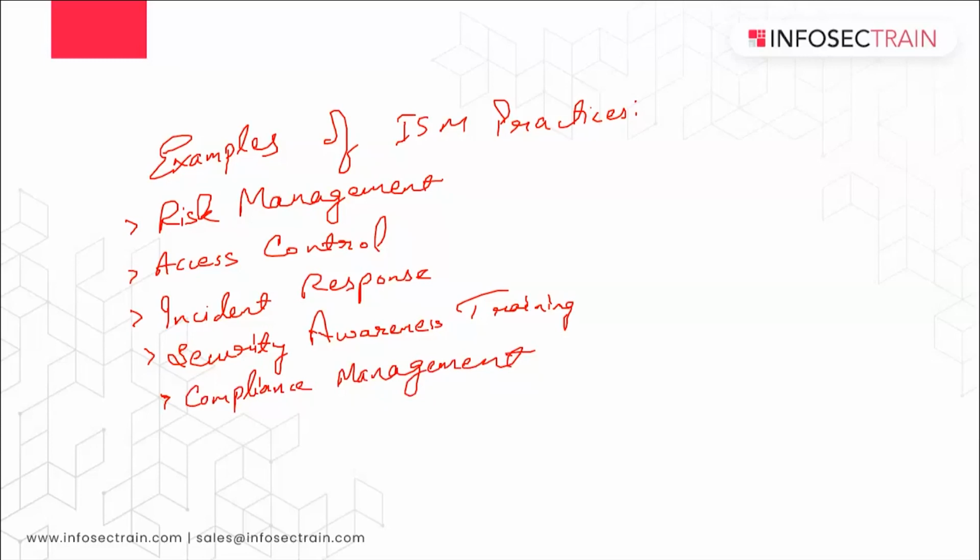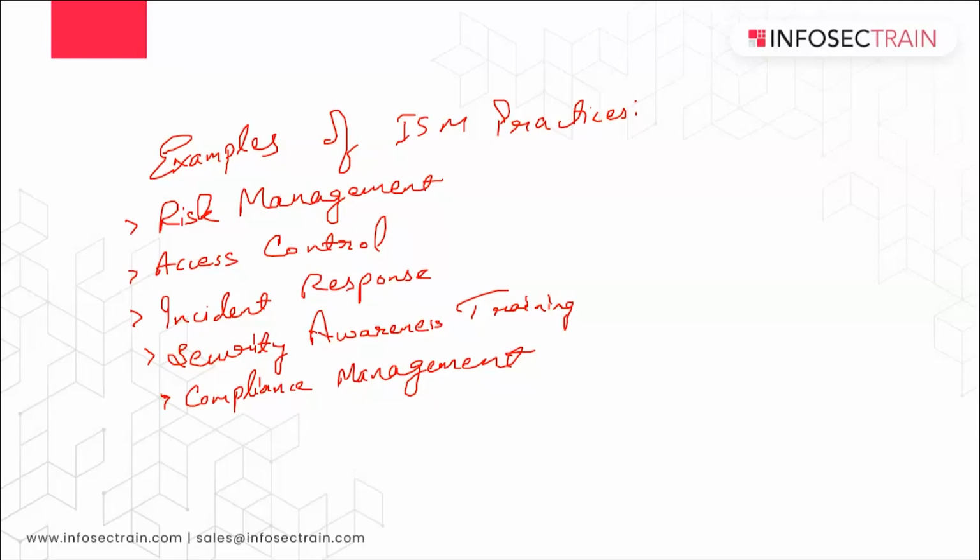So risk management, just giving a quick idea. Information security management involves identifying potential security risks, assessing their likelihood and impact, and developing a risk mitigation plan. Risk management can help organizations minimize the impact of security breaches, right?